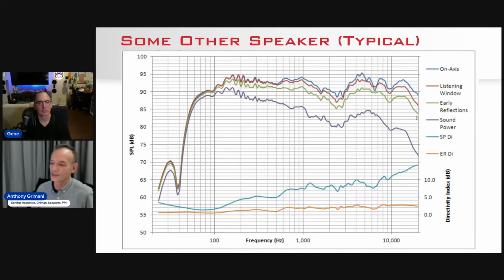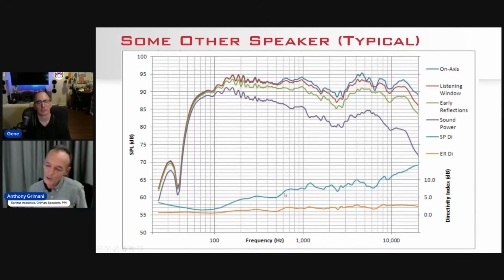Here's another speaker where you see the spinoramas with the on-axis response, the listening window, the early reflections, and the sound power. And you can see the sound power here is different to the direct sound in a few different ways. One is it tilts down. It's got this slightly extra nick, and then at the higher frequencies, it falls off. And you can see it in the inverse of the sound power, which is the directivity index.